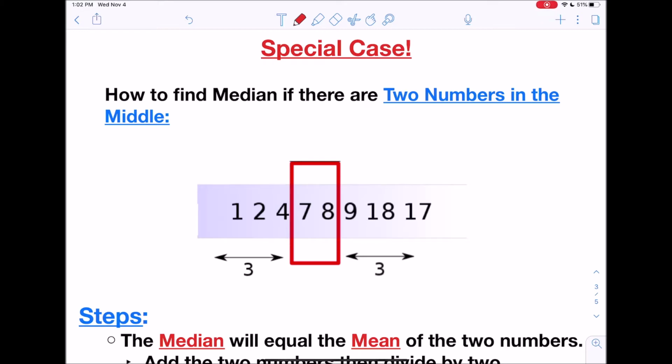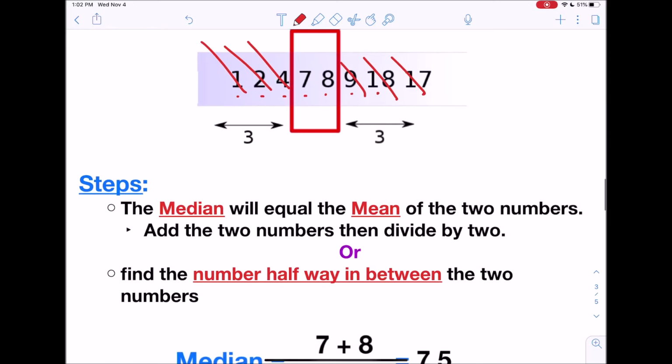So how to find the median if there are 2 numbers in the middle? In this data set, it's already been reordered from least to greatest. And now you'll notice we have 1, 2, 3, 4, 5, 6, 7, 8 numbers in our data set. That's an even number. So that means when I go to cross off from each side, I'm going to have 2 left in the middle. So what do we do? Well, the median will equal the mean of the 2 numbers. You can add the 2 numbers and then divide by 2. So that's one way of doing it. You can just take the mean of the 2 numbers, add them together, divide by 2. Or another way of doing it is remembering that median means the middle number.